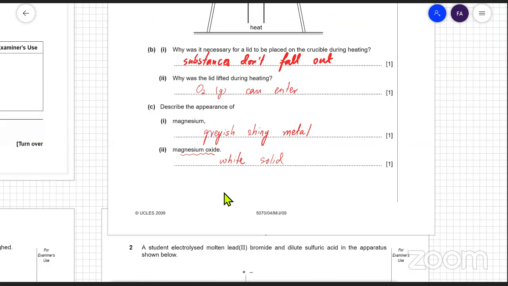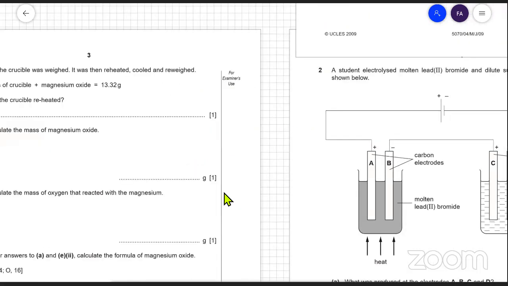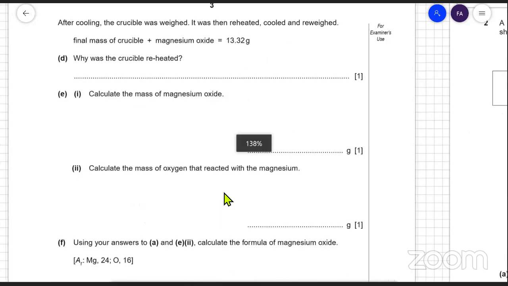Let's move to the next part of the question, which is that after cooling, the crucible was weighed and it was then reheated, cooled, and reweighed. The final mass of the crucible plus magnesium oxide is given. So it's 13.32 grams. The question is, why was the crucible reheated? The reason it was reheated over and over again was to ensure that all the magnesium had reacted.